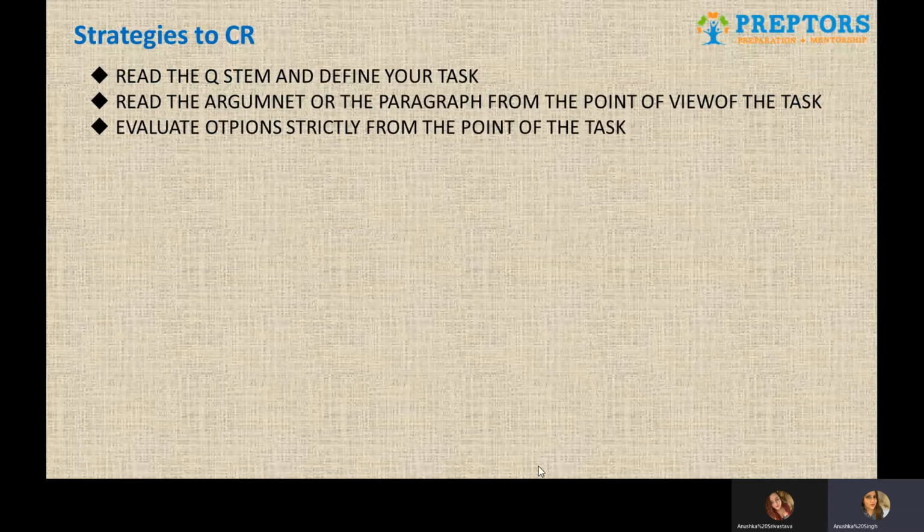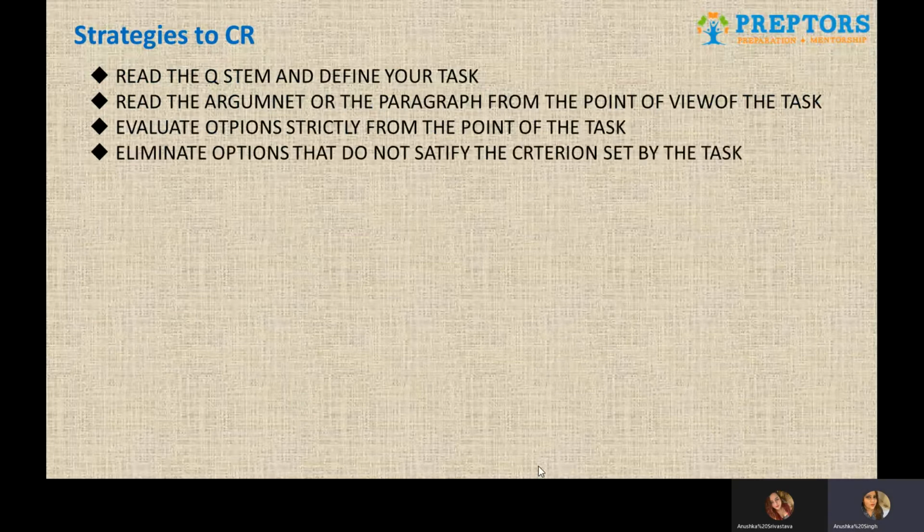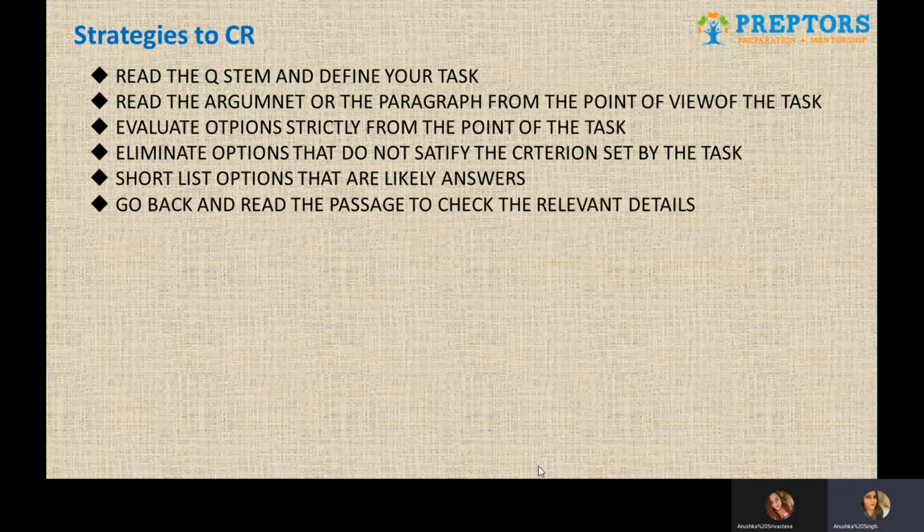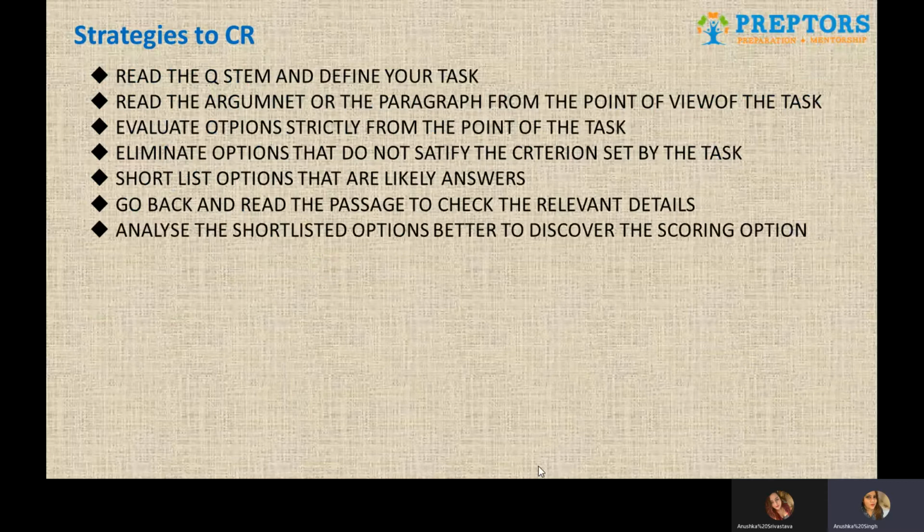Evaluate options strictly from the point of view of the task that is given. So if I know that my question is asking me to find an inference, I will evaluate my options on the basis of finding an inference only. I will eliminate the options that do not fit the criteria set by the task. I shortlist the options that are likely answers. I go back to the passage, read it to check the relevant details, and then analyze the shortlisted options better to discover the scoring option.